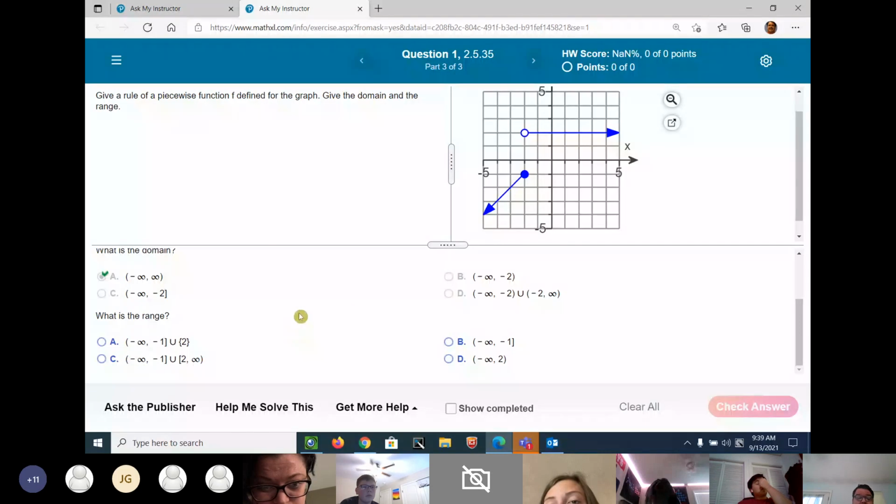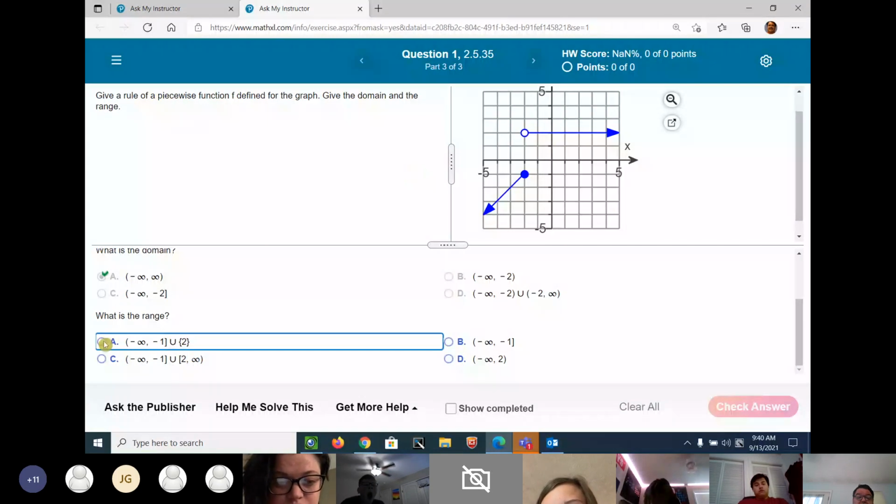Oh, I'm sorry. I made a mistake. Negative infinity to negative 1 and then 2. So it should be negative infinity to negative 1 and then 2. So it should be A.